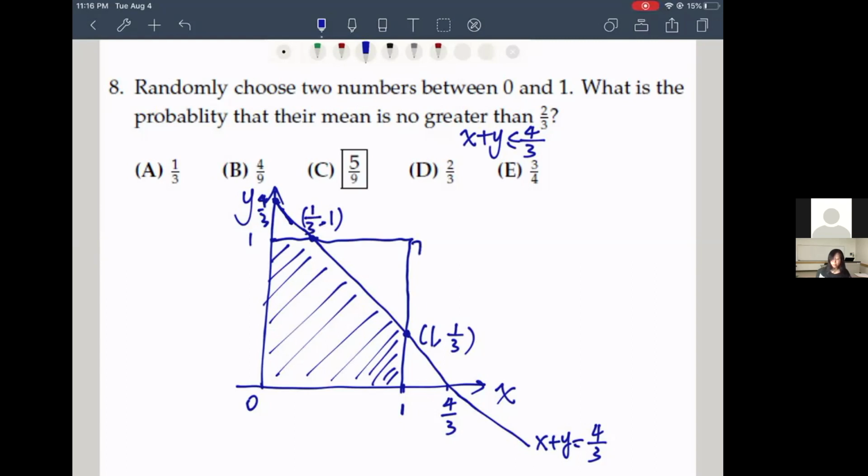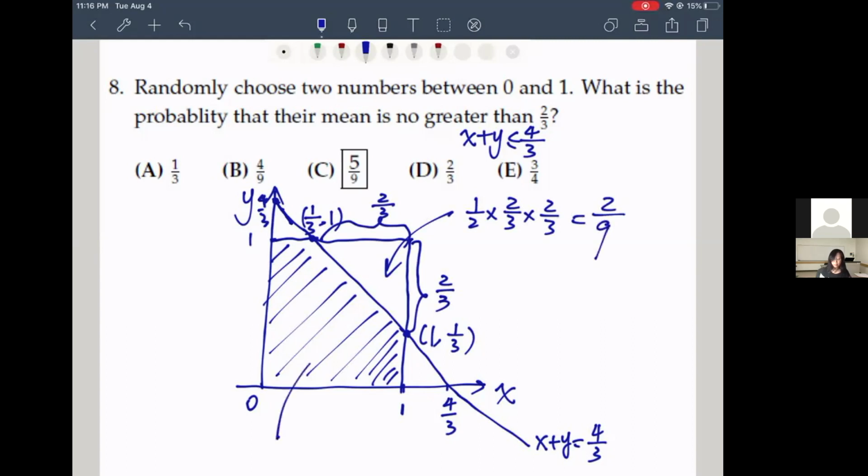So we have a right triangle, and the length of one leg is 2/3. The other leg also has length 2/3. So the area of this triangle is 1/2 times 2/3 times 2/3, which is 2/9, which means that the shaded area is 1 minus 2/9, which is 7/9. The total area of the square is 1, thus the probability is, so this is a typo, it should be 7/9.